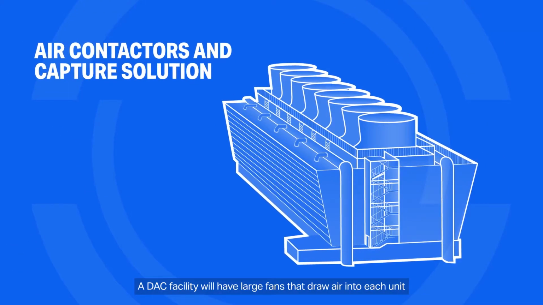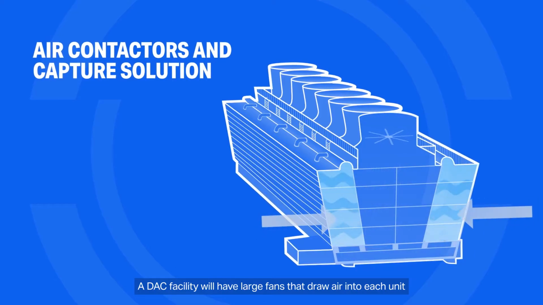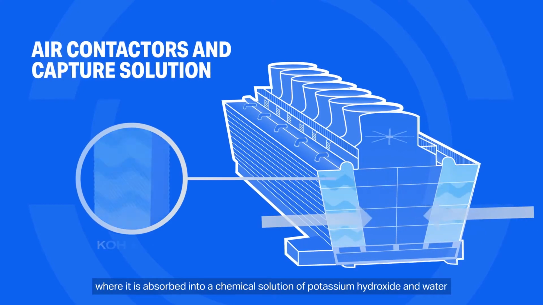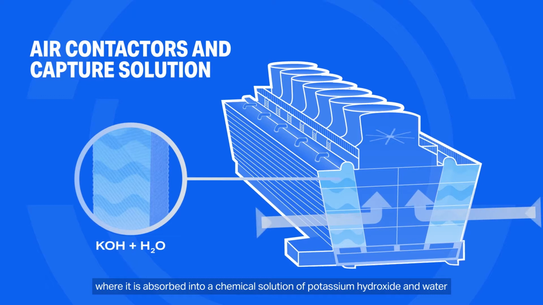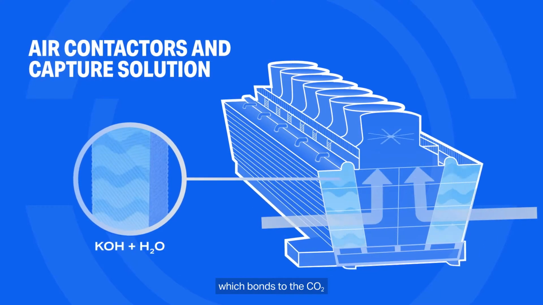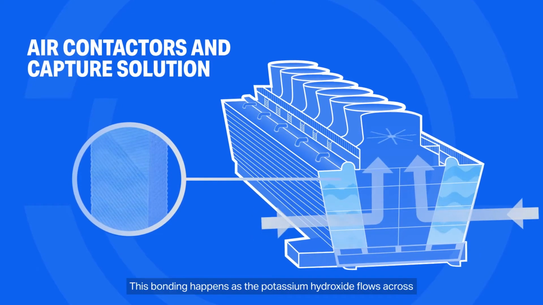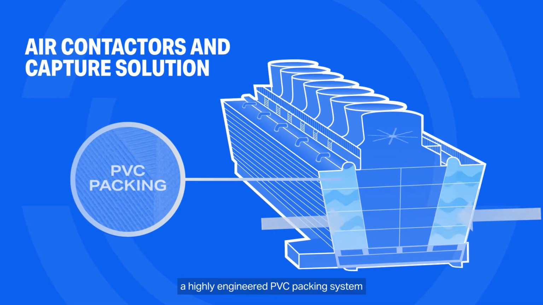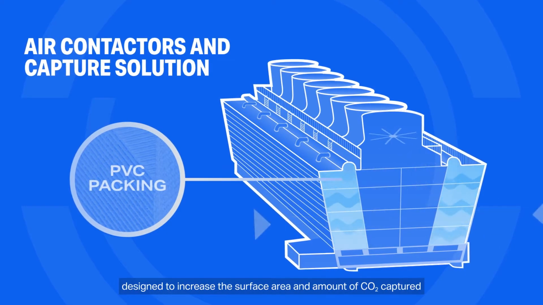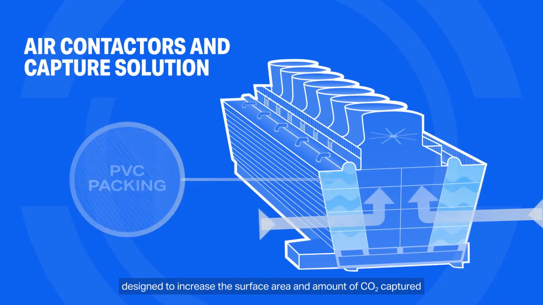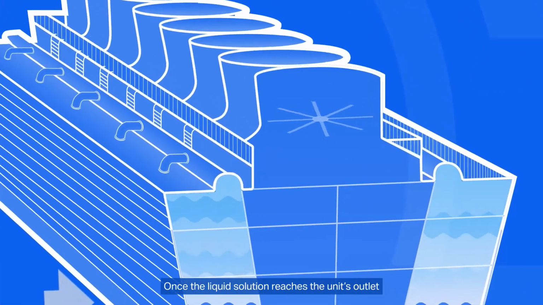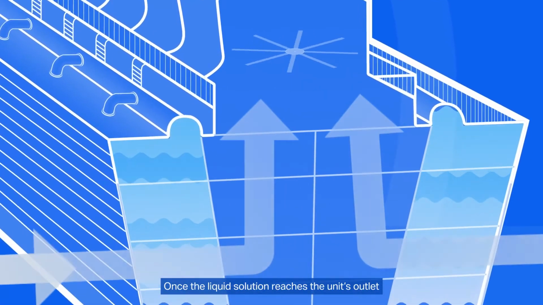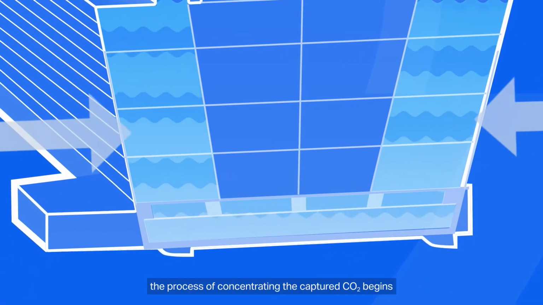A DAC facility will have large fans that draw air into each unit, where it is absorbed into a chemical solution of potassium hydroxide and water, which bonds to the CO2. This bonding happens as the potassium hydroxide flows across a highly engineered PVC packing system designed to increase the surface area and amount of CO2 captured. Once the liquid solution reaches the unit's outlet, the process of concentrating the captured CO2 begins.